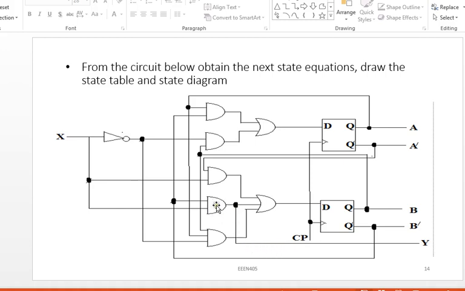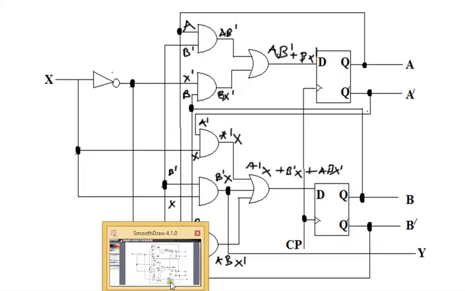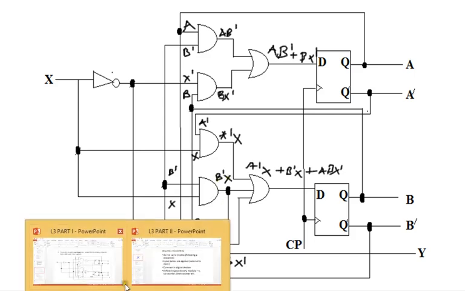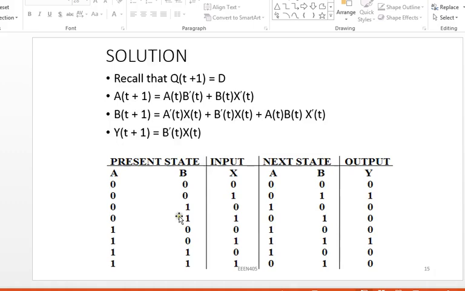So whatever is coming to this place should be my value of Y. And if you go back to this diagram here, you can see that what we have here is B prime x, so therefore my y should be B prime x, all of them of t. So after doing this, the next thing is to draw my state table.